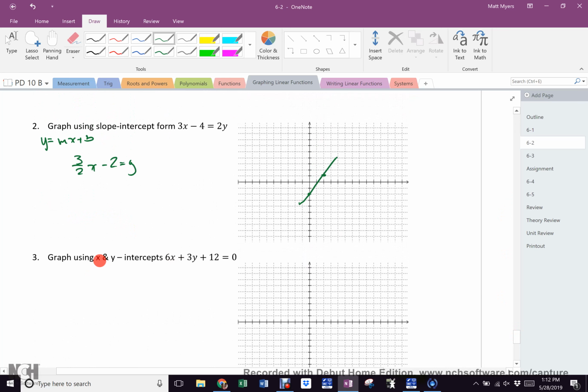X and y intercepts. X-intercept: 6x equals negative 12. X equals negative 2. 3y equals negative 12. Y equals negative 4. Negative 2, negative 4. There.